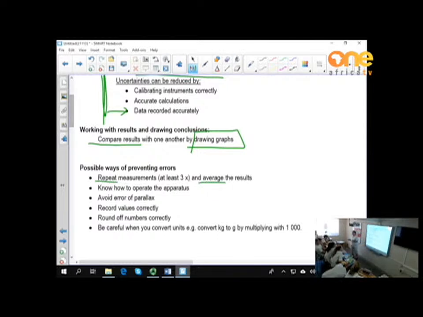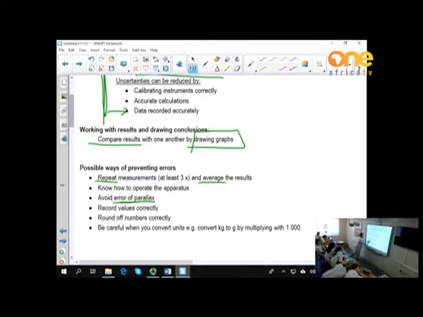Okay, then possible ways of preventing errors: repeat and take an average. Know how to operate the apparatus. If I give a millimeter ruler to a grade 1 learner and I say, okay, measure the width of the book in millimeters, are they going to do it correctly? Probably not. They'll probably take the centimeter reading and give that number that they get. Do you understand? You need to know how to work with the apparatus.